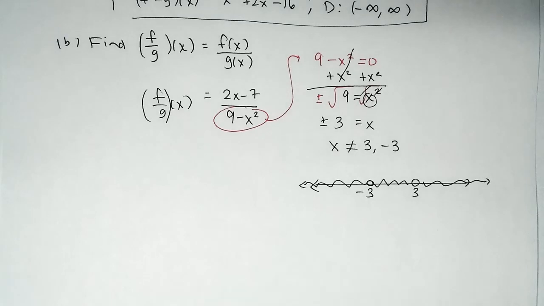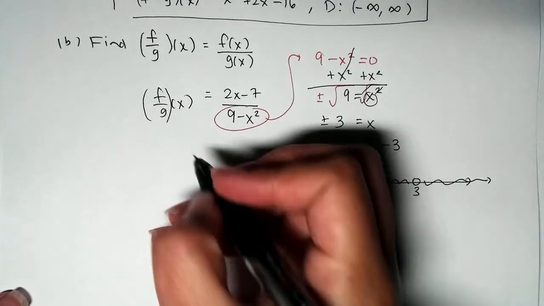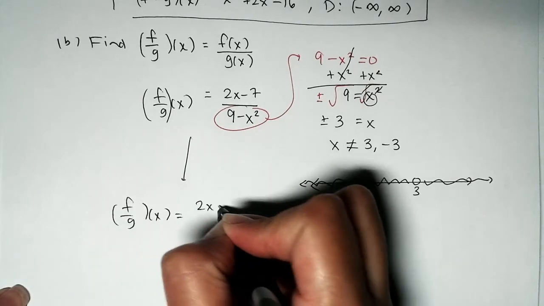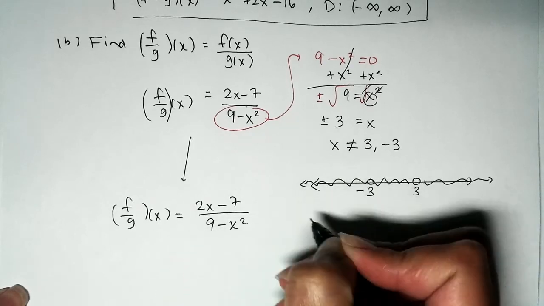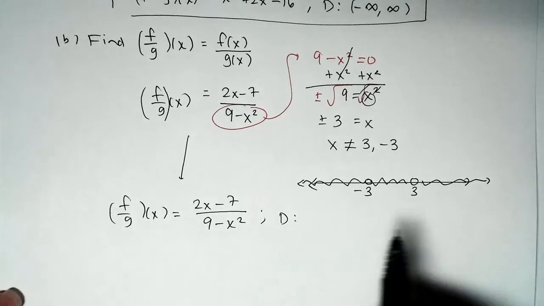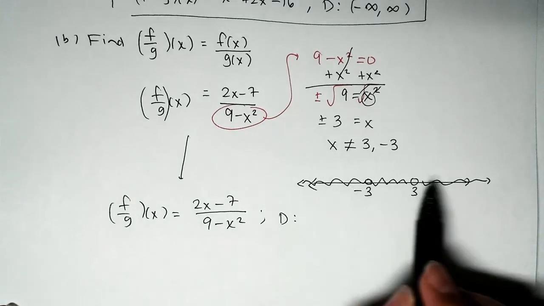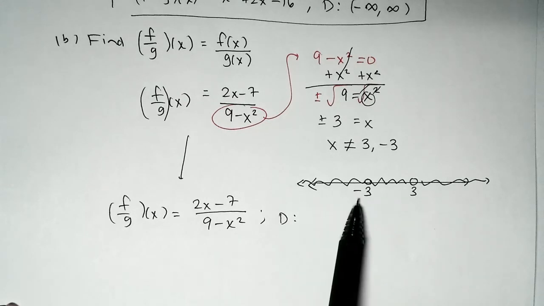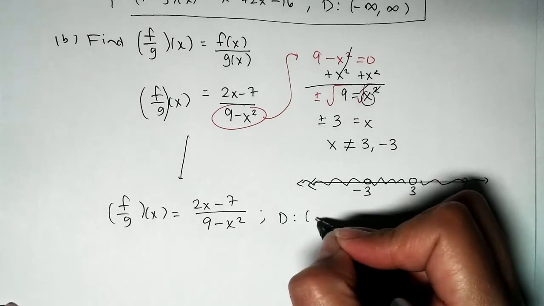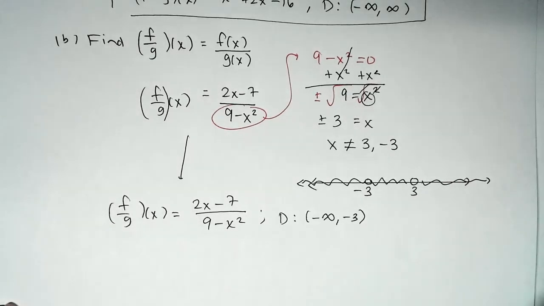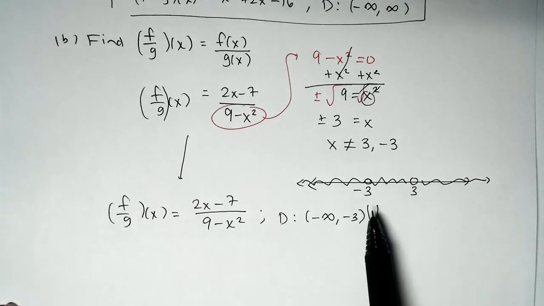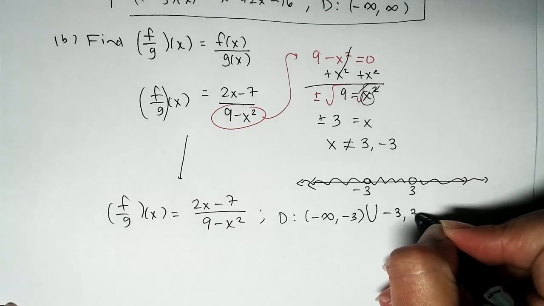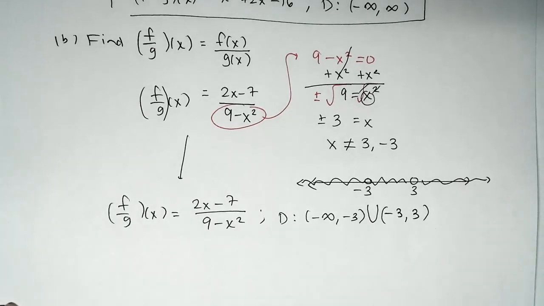Fantastic. Let's write that in interval notation. The quotient of f and g is given by 2x minus 7 over 9 minus x squared, where the domain is given by three pieces, so we have three separate intervals connected with the union symbol. The first interval is from negative infinity to negative 3, where negative 3 is excluded. Union, all the numbers between negative 3 and positive 3, where both endpoints are excluded.